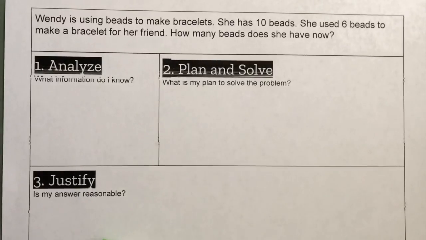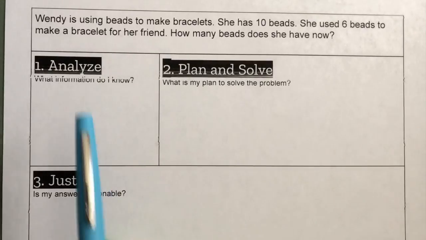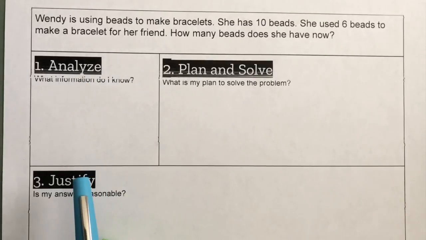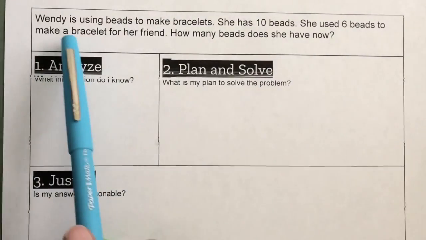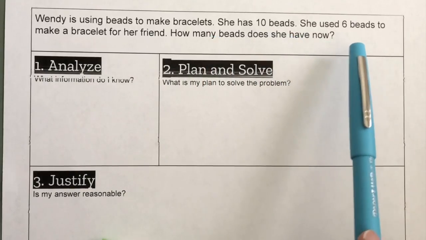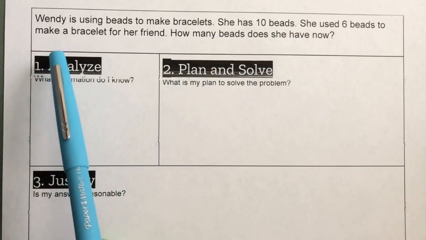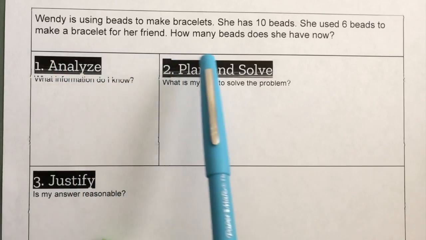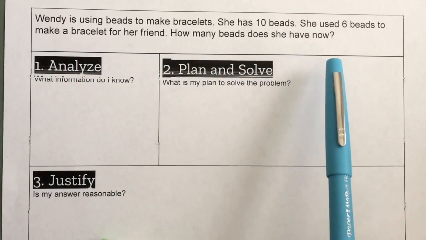I'm going to solve this problem using the problem-solving model, which is analyze, plan and solve, and justify. Wendy is using beads to make bracelets. She has 10 beads. She used 6 beads to make a bracelet for her friend. How many beads does she have now?